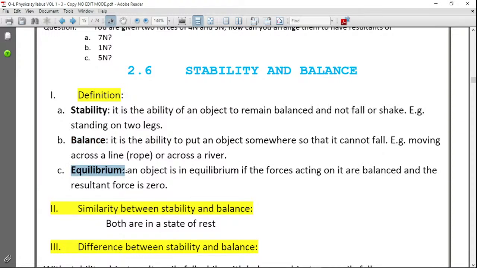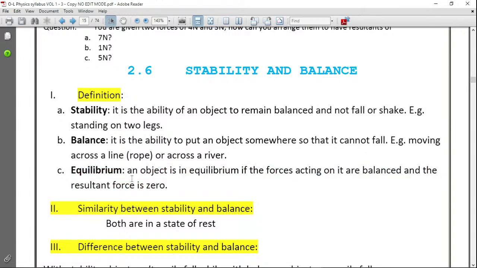Now, equilibrium for an object is when the forces acting on it are balanced and the resultant force is 0. So like the examples you have seen before, when the resultant force of an object is 0, we say it's in equilibrium, and the object can be static.